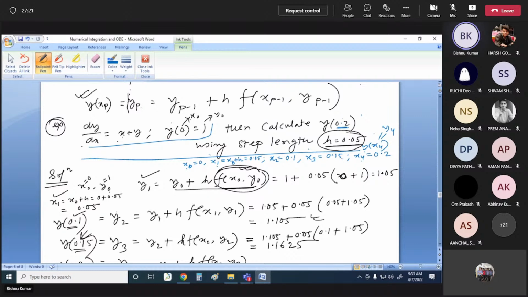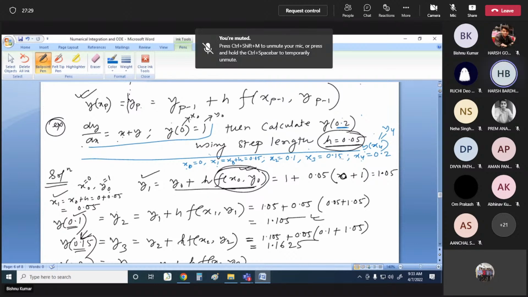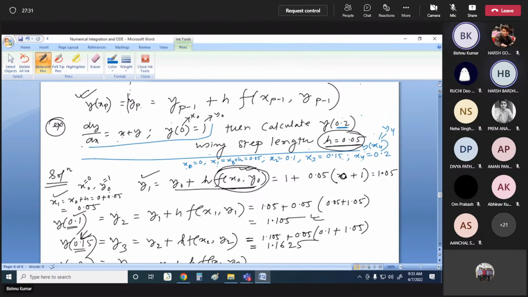H equals 0.1, how many iterations do you have to perform for the same question? Two, sir. Two iterations. Very good. So here h equals 0.5, so you need 4 iterations. And how it needs 4 iterations, step by step, that expression or description I told you here.